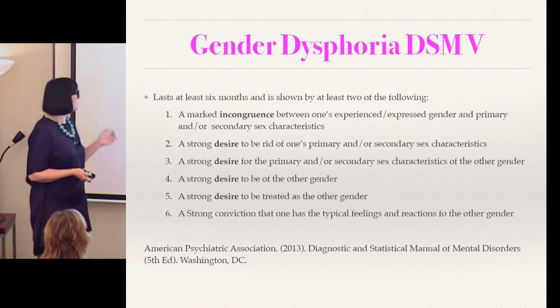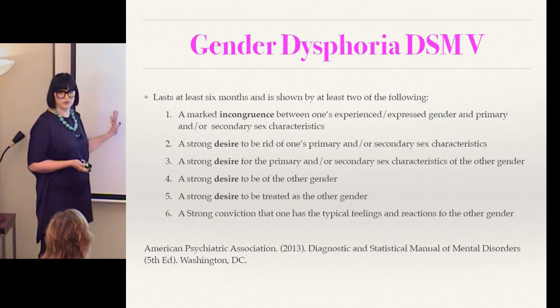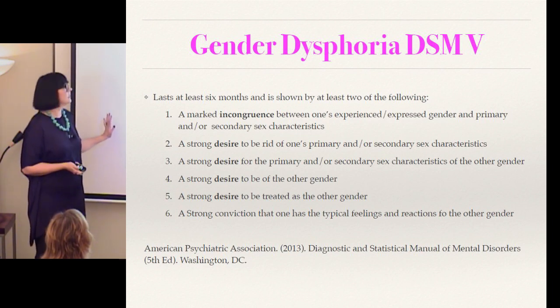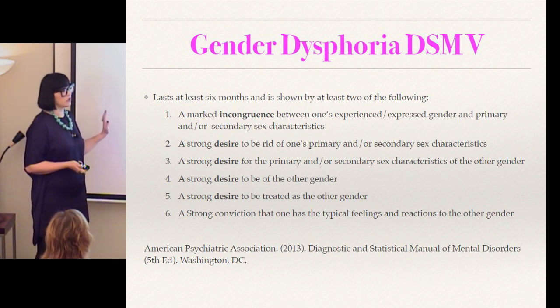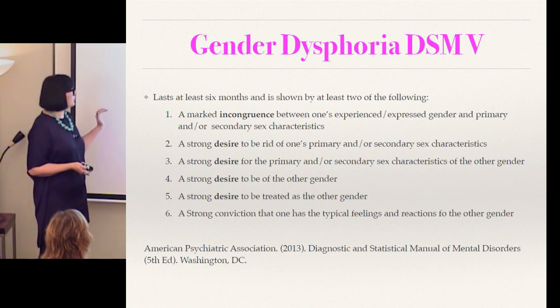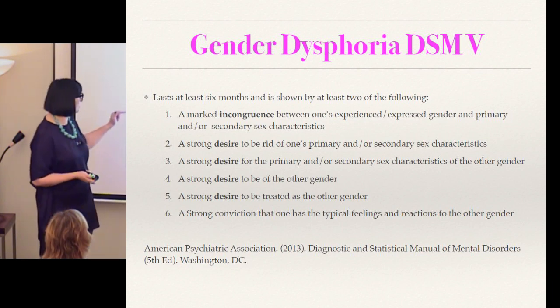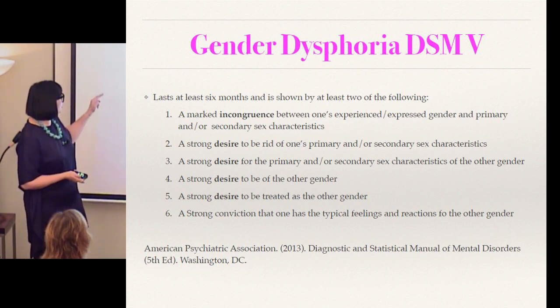Many of you are probably familiar with the DSM. I'm assuming everybody in the room uses the DSM at one point or another. This is the diagnostic criteria currently in the DSM to diagnose gender dysphoria. And I want you to notice a few things. So I bolded the words incongruency, desire, and desire all over again. So let's look through this.